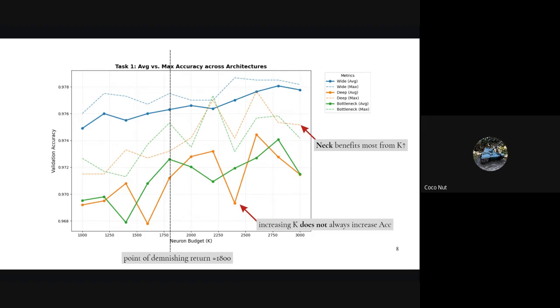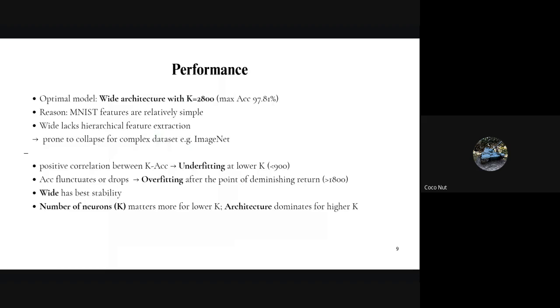The wide architecture excels here because the features are simple geometric strokes that can be captured in a single layer. However, since it lacks hierarchical features and structure, it will likely collapse on complex datasets, which require deep structures, for example high-resolution color data.